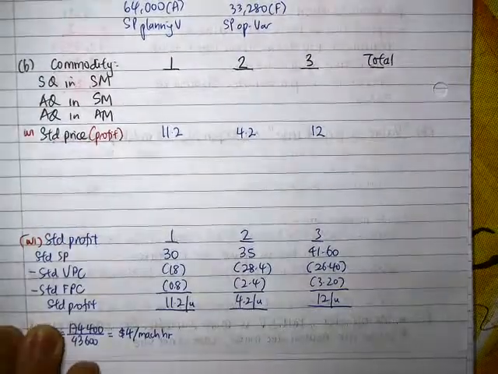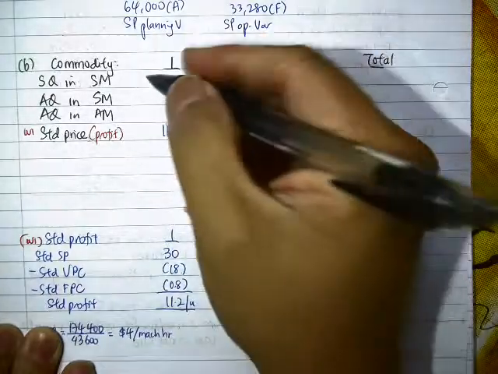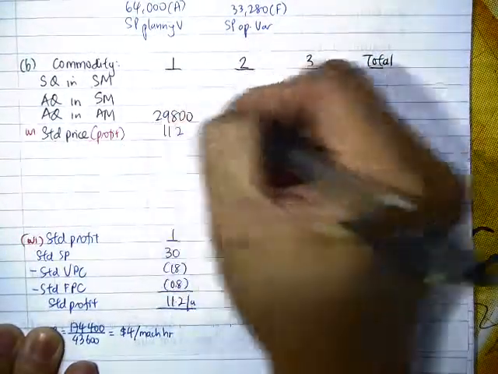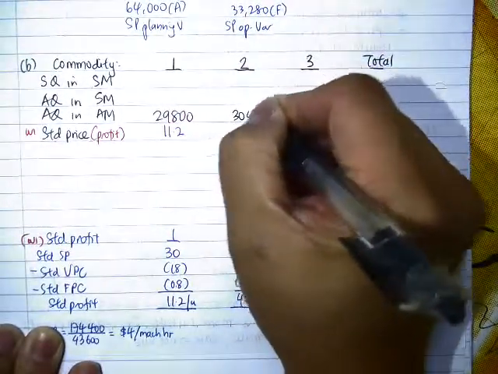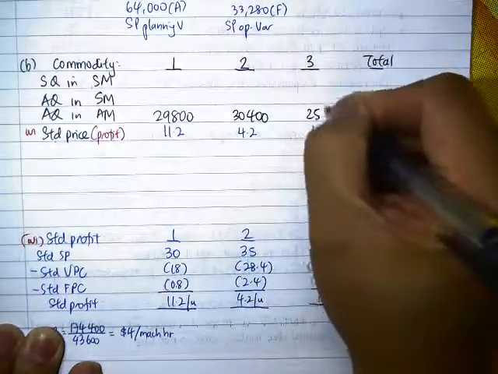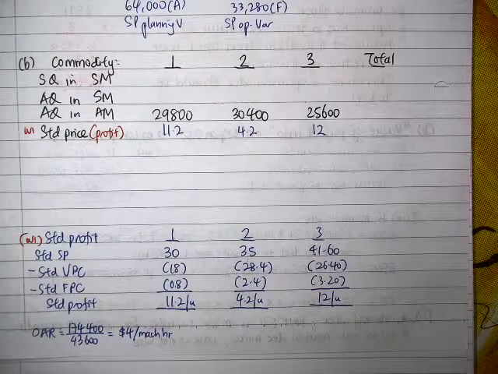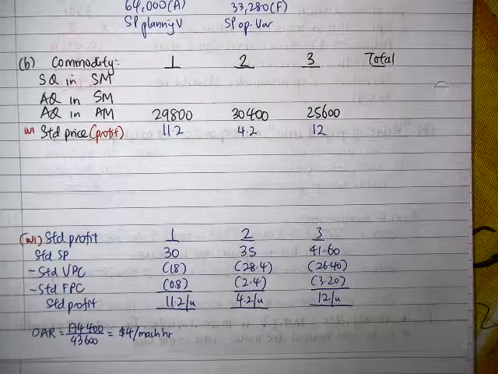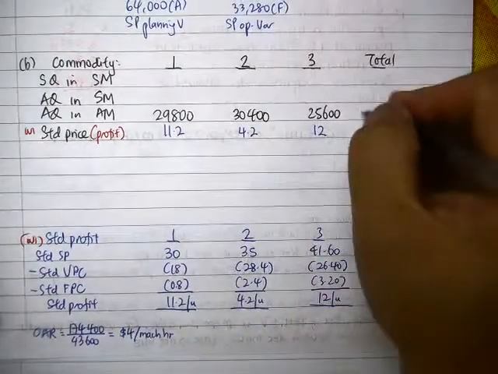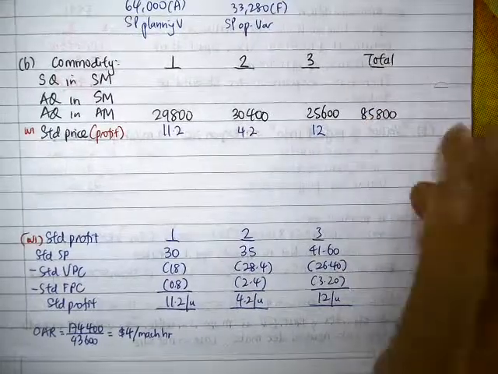AQAM is the actual. The actual is what? 29, 8, 34, 256. And the total of all the three is 85,008. Am I right?